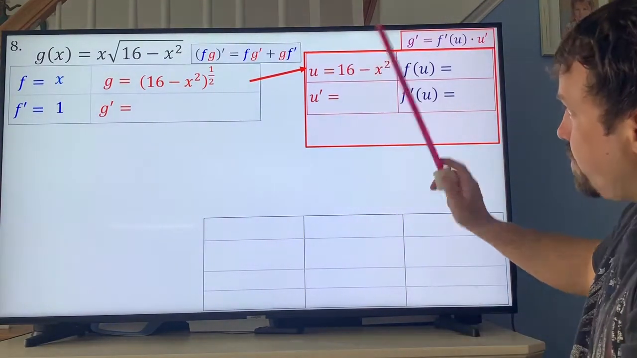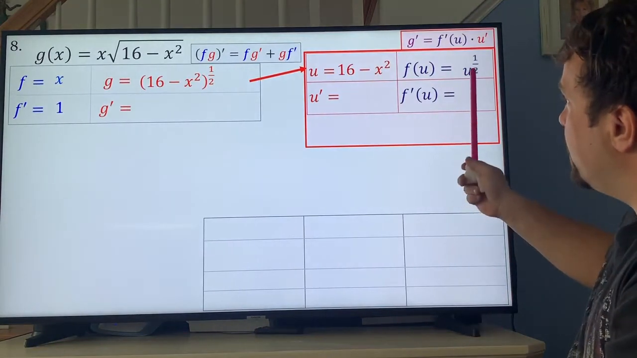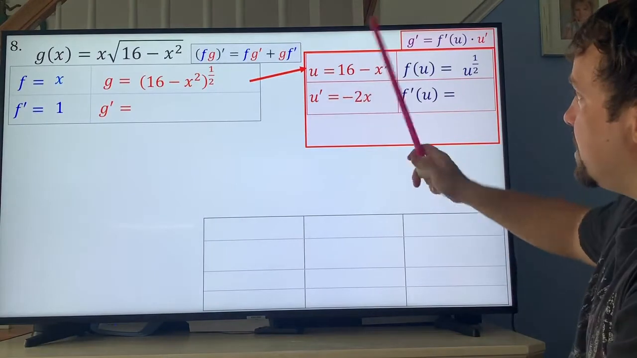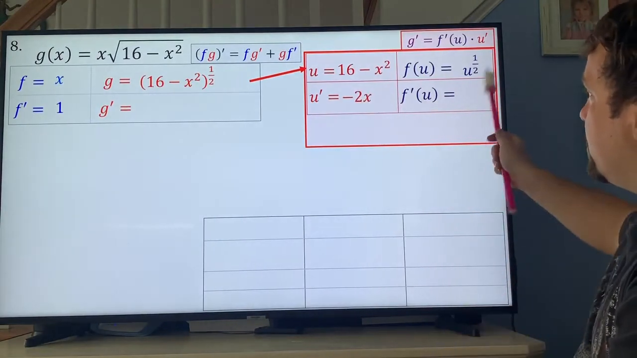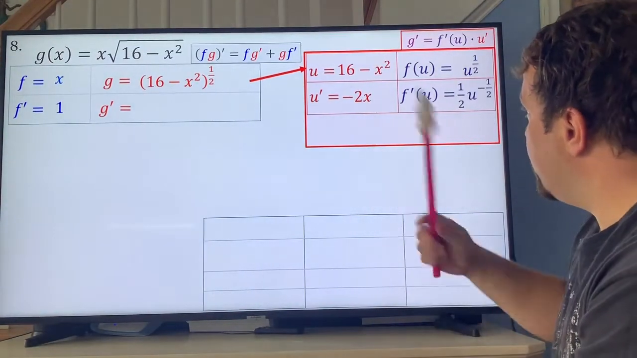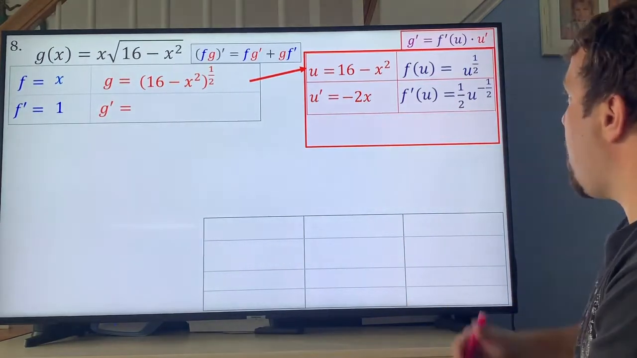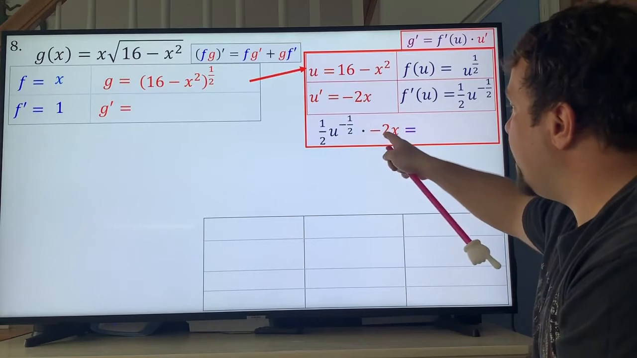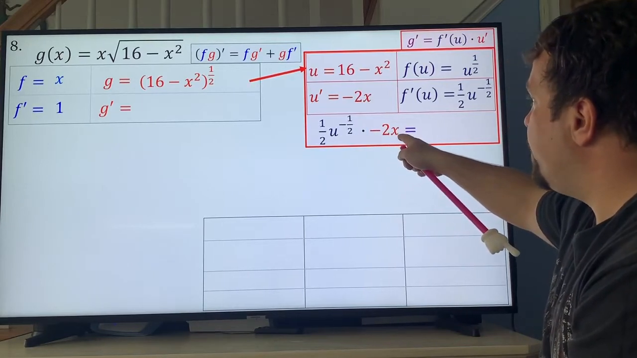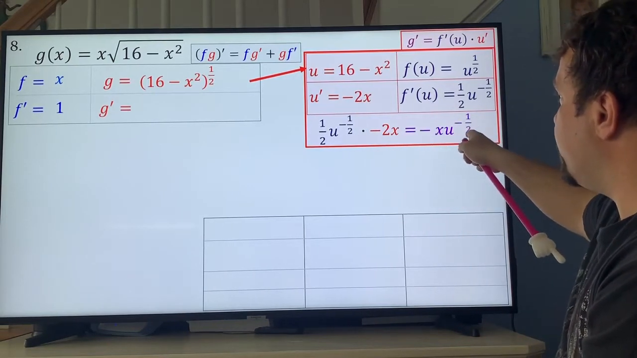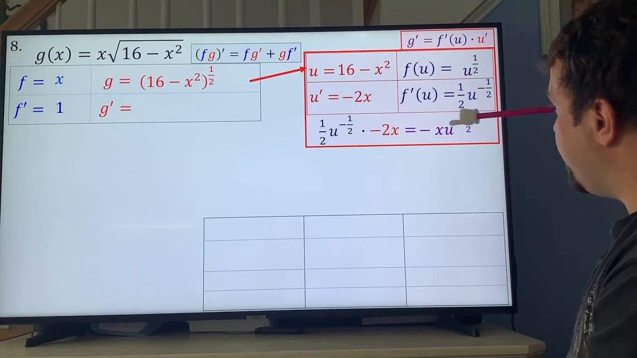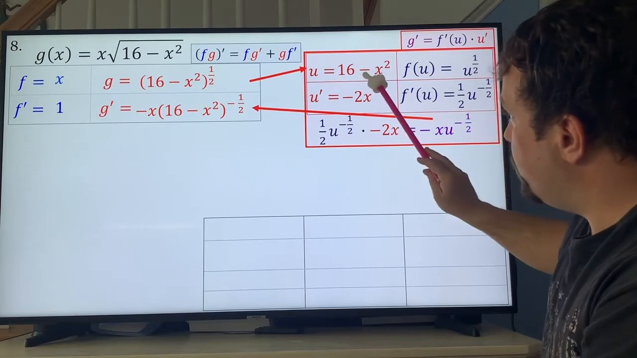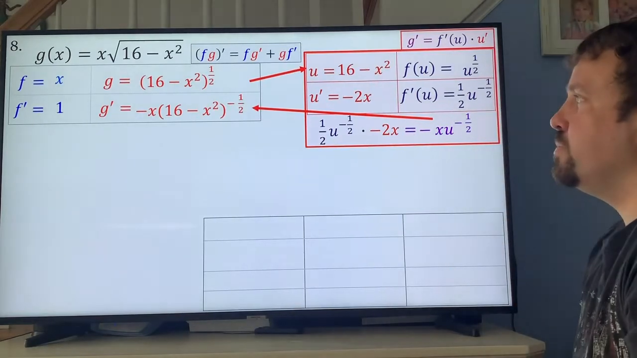Good. 16 minus x squared, u to the 1/2, that's your outside and your inside. The derivative of the inside is -2x, because the 16 is 0. And anything to the 1/2 is always 1/2 u to the 1/2 minus 1, and 1/2 minus 1 is -1/2. Multiply these two together. Half of -2 is -1. So -x, u to the -1/2. Then you just plug your u back in. So it's -x times (16 minus x squared) to the -1/2.